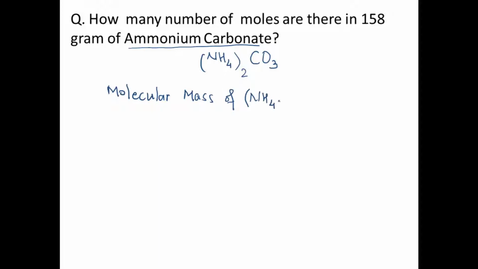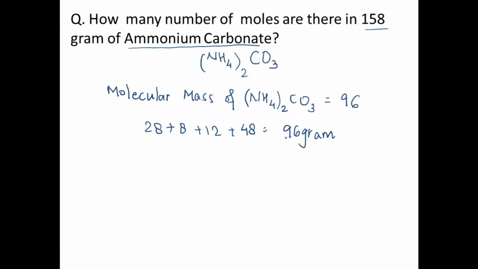So the molecular mass of ammonium carbonate will come out to be 96, as there are two atoms of nitrogen and the atomic mass of nitrogen is 14. So 14 times 2 is 28, plus hydrogen 8, plus carbon 12, plus 16 times 3 for oxygen, which is 48. So it comes out to be 96 AMU, the atomic mass unit, which is the unit of molecular mass of any substance. But since in the question it is given as 158 grams, we use 96 gram. So this is the molecular mass of ammonium carbonate.